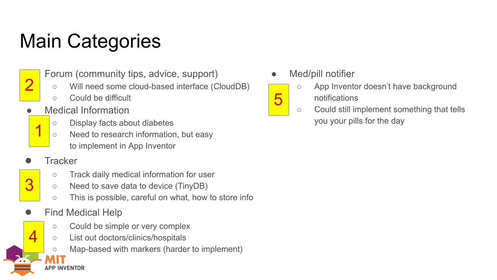And then I'm putting the last one as the medication and pill notifier. Just because of the limitations of App Inventor, that could be difficult. So I'm going to list these as my priorities. And so we're going to attack these in this order.